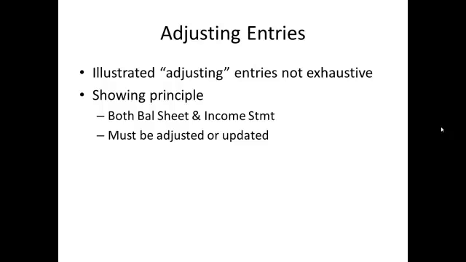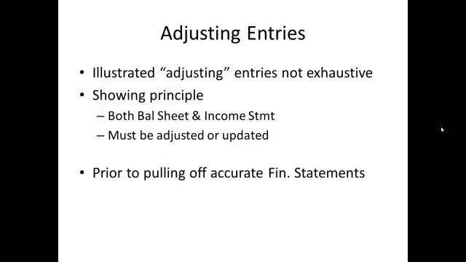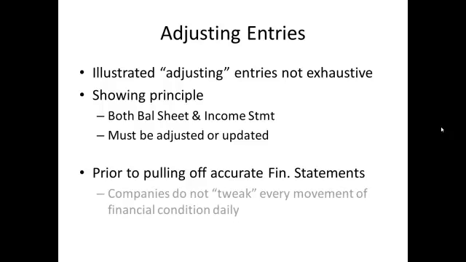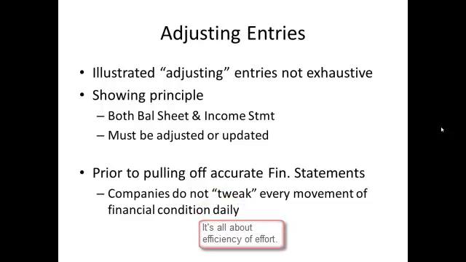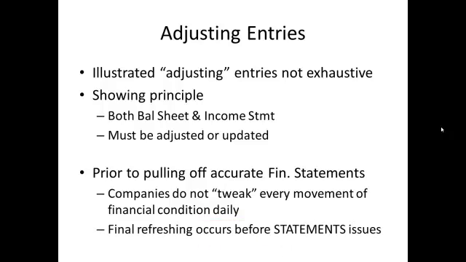These illustrated adjusting journal entries are not exhaustive. They show the principle that both the balance sheet and the income statement are involved. Both must be adjusted or updated prior to pulling off accurate financial statements. Companies do not adjust or tweak every movement of financial condition daily. Certain events, such as adjusting journal entries, are held until financial statements are required, and they're done in that process of producing the financial statements. It's a final refreshing that occurs before the statements are issued.